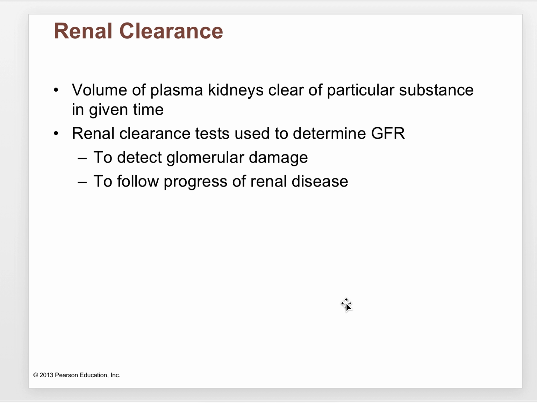Renal clearance. The kidneys filter substances out of the bloodstream. Sometimes you might want to know how efficient the kidneys are at filtering particles out of the bloodstream. That's where renal clearance comes in. Renal clearance is the volume of plasma that the kidneys can clear of a particular substance in a given time. Renal clearance tests can be used to determine glomerular filtration rate. This can detect glomerular damage or follow the progress of renal disease.